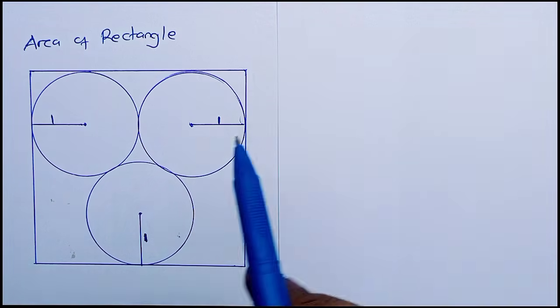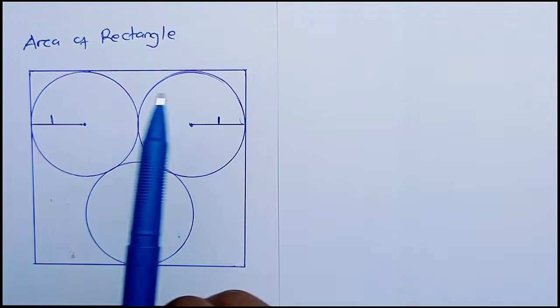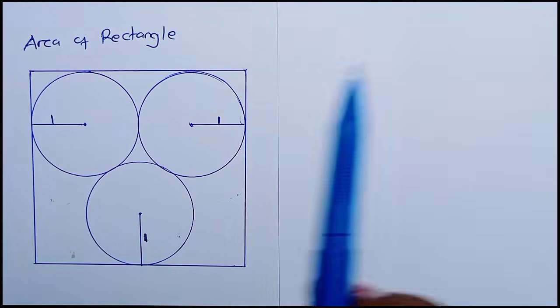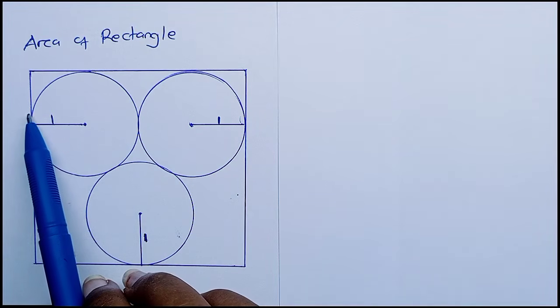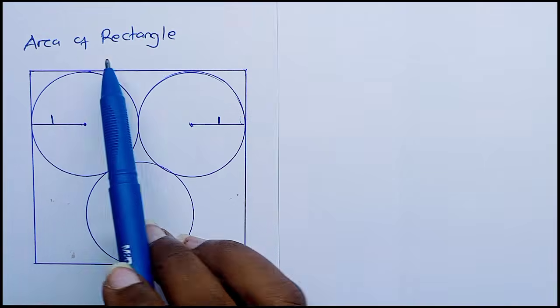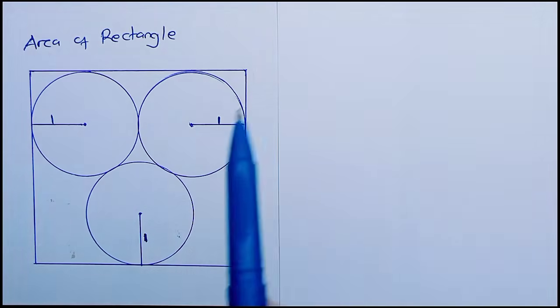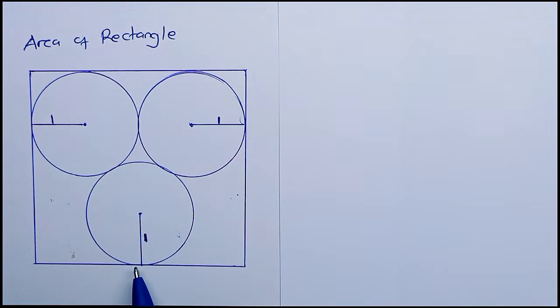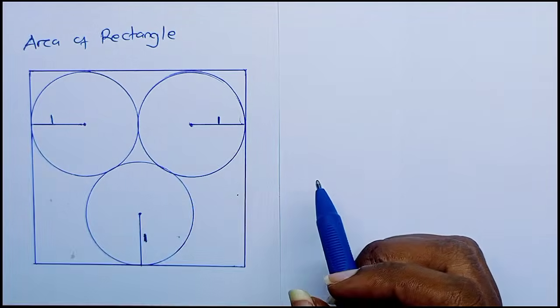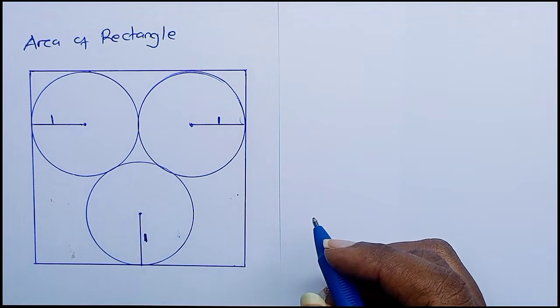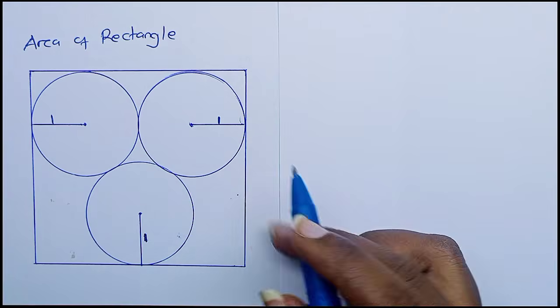And they are also tangent to the rectangle. So you can see that this circle is tangent to the rectangle at this point and at this point. This one is tangent to the rectangle at this point and at this point, while this one is tangent to the rectangle at this point. So with that information, find the area of the rectangle.